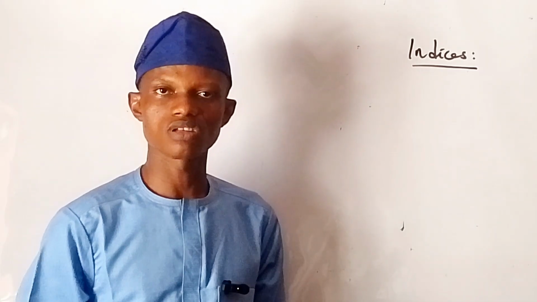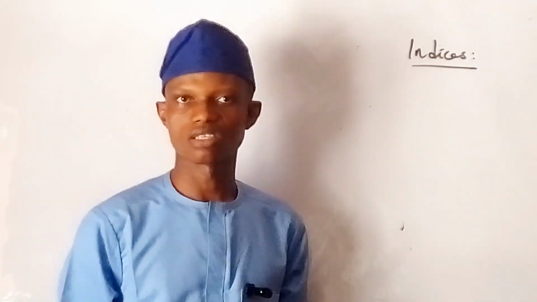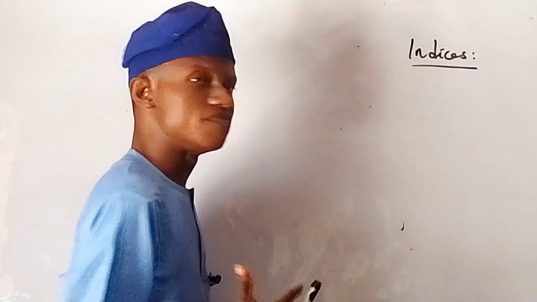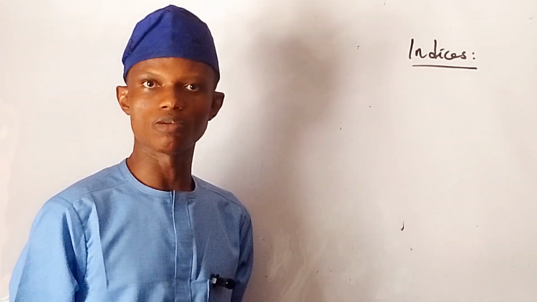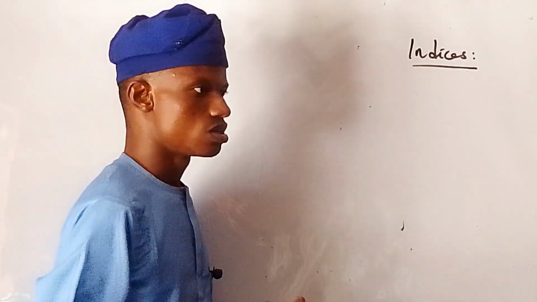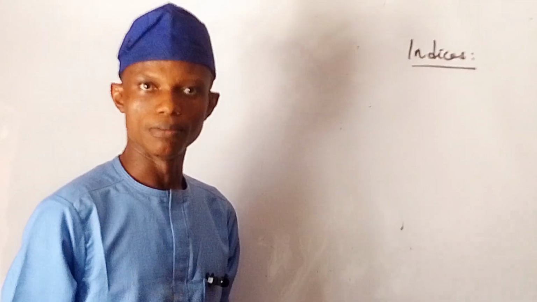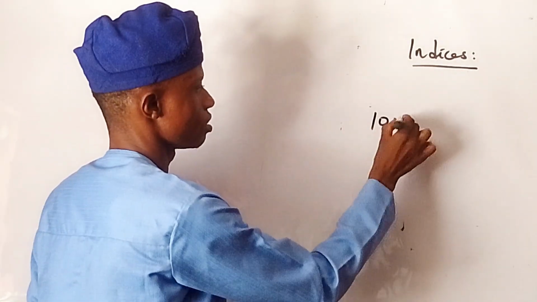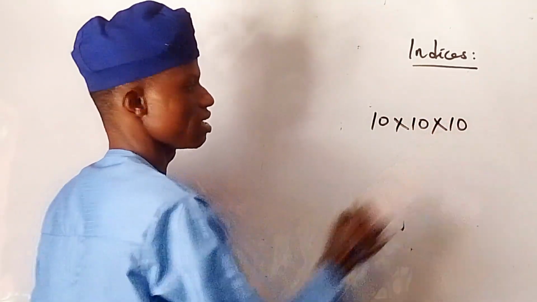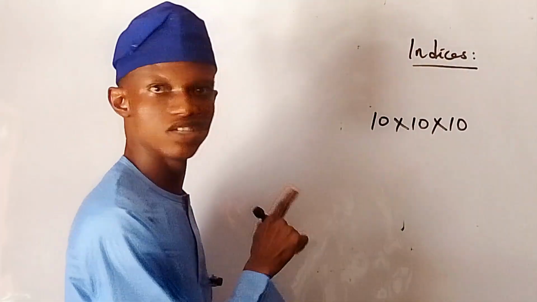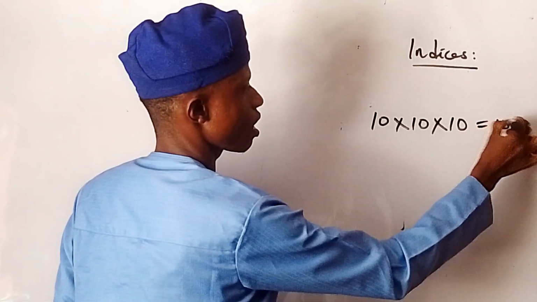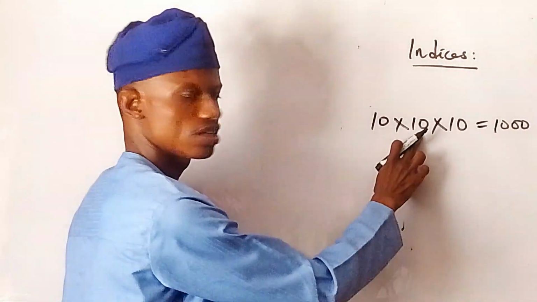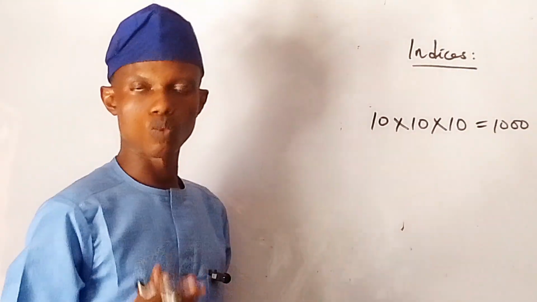Okay, first we are going to start with the concept of indices, what it is. Now, to understand the concept of indices, let us imagine ourselves multiplying a particular number repeatedly by itself. Say, for instance, we are multiplying 10 by itself 3 times. So we are going to have 10 times 10 times 10. Of course, we know that the product of this repeated multiplication is 1000. Now, 10 times 10 times 10 is equal to 1000.